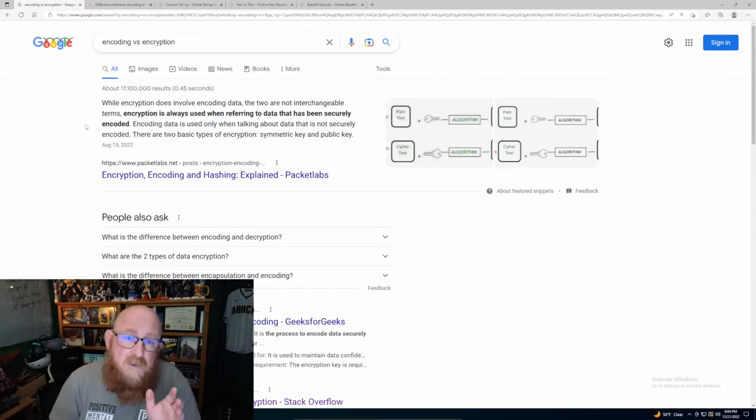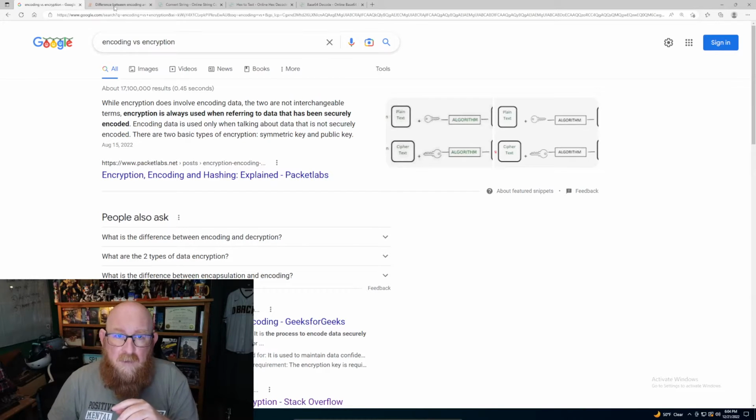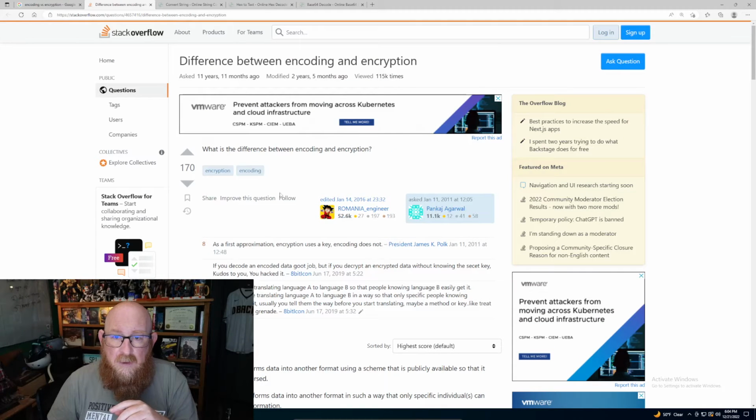So encoding versus encryption. While encryption does involve encoding data, the two are not interchangeable terms. Encryption is always used when referring to data that's been securely encoded. Encoded data is used only when talking about data that's not securely encoded. So not securely encoded, that's a little confusing. So let's actually go to Stack Overflow, and they have a really good explanation.